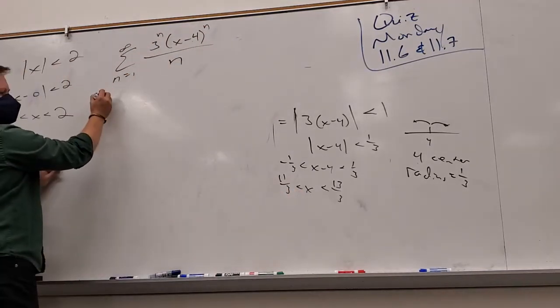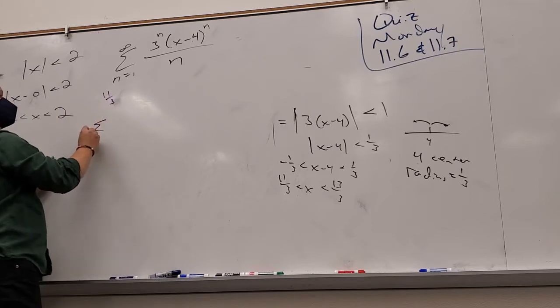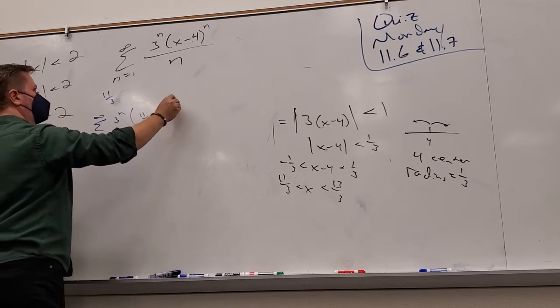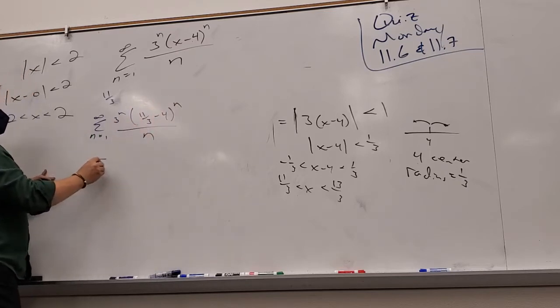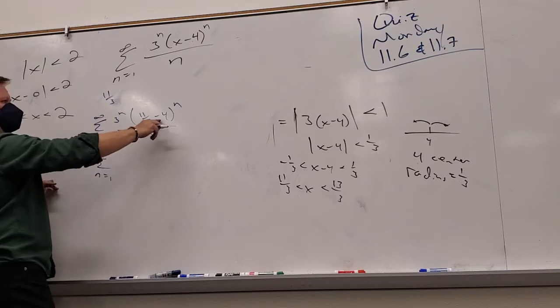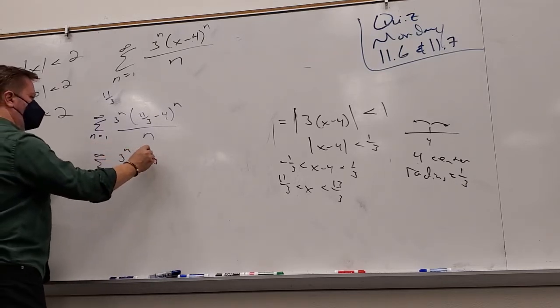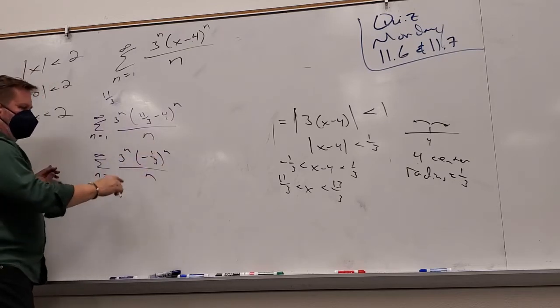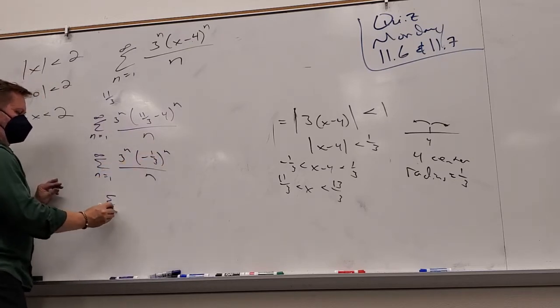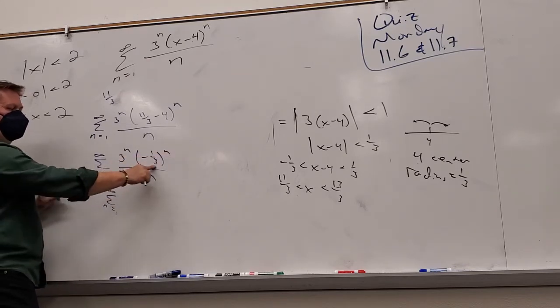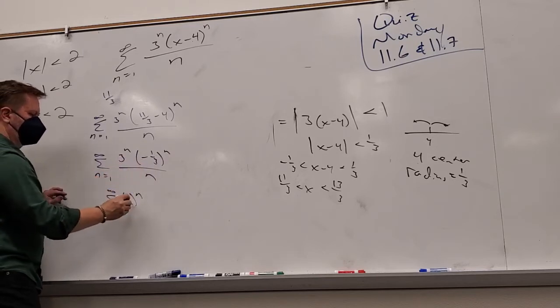What does this series look like for 11/3? What is 11/3 minus 4? Negative 1/3. Oh, so close. Now this looks a lot like the one we just did. What is 3 times negative 1/3? I have n of these and n of those, so I can multiply all the 3's by all the negative 1/3's, so I get n negative 1's.